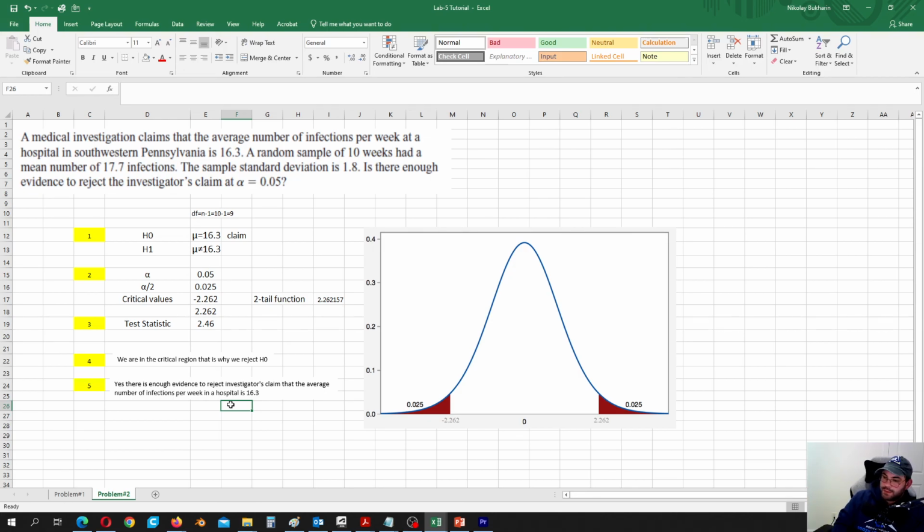Okay, so hope this helps, and in the next video I'm going to go through the confidence intervals, and I will introduce the other approach to test the claim, which is called the p-value method.